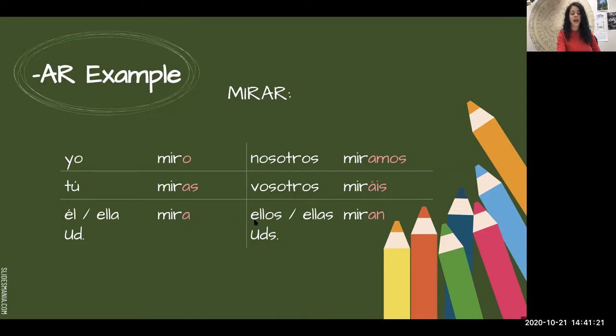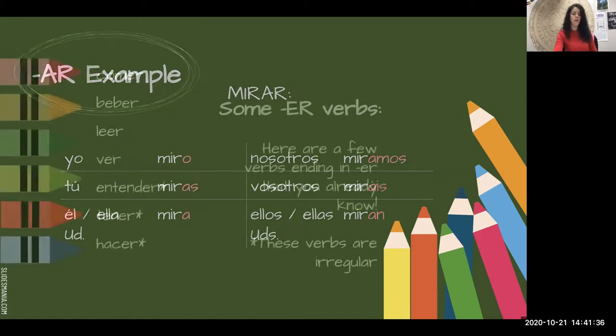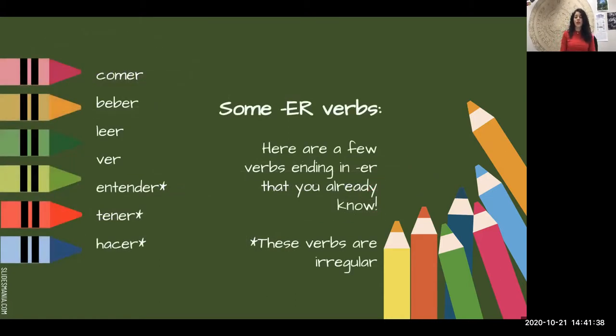Miran can be they, the guys watch, or a group of mixed people, or they, the girls watch, or you all watch. For these two, you have to be a little bit more specific and say the pronoun. But for these, I can just say miro and you automatically know I'm talking about me. I watch. So let's talk about some ER verbs.